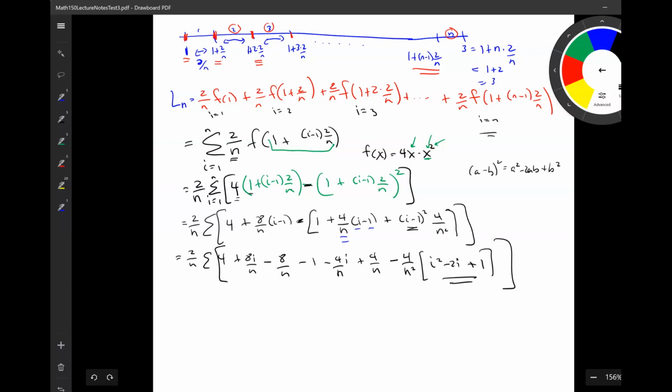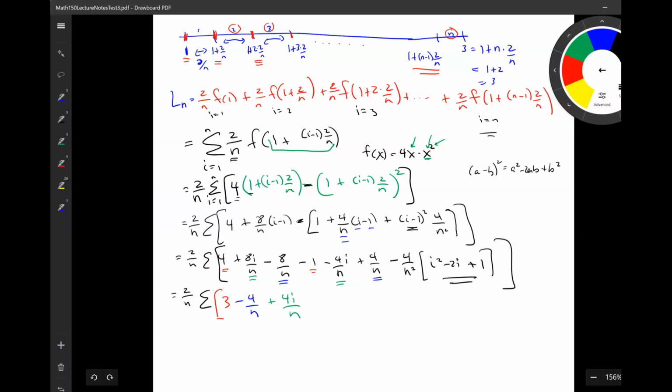All of this is inside the sum. And notice I've left off the i equals 1 to n here. That's perfectly fine. All right, so let's see. So I could join together this 4 and this negative 1, so that'll give me a 3. And let's see what else can join together. So I have a 4 over n and a negative 8 over n, so that gives me a minus 4 over n. Then what else do I have? So I have 8i over n minus 4i over n, so that gives me plus 4i over n.